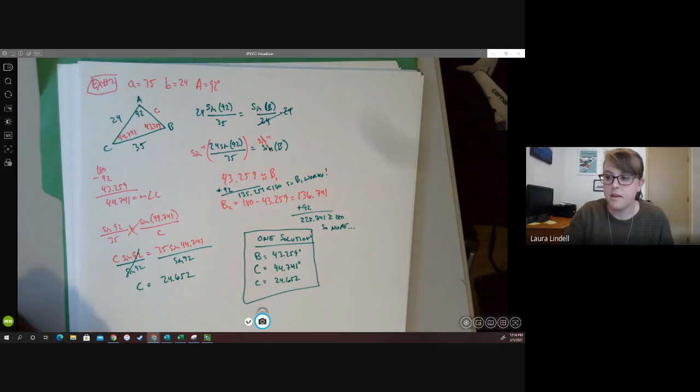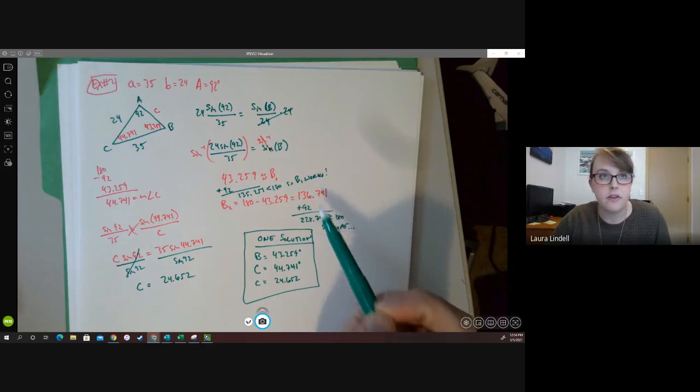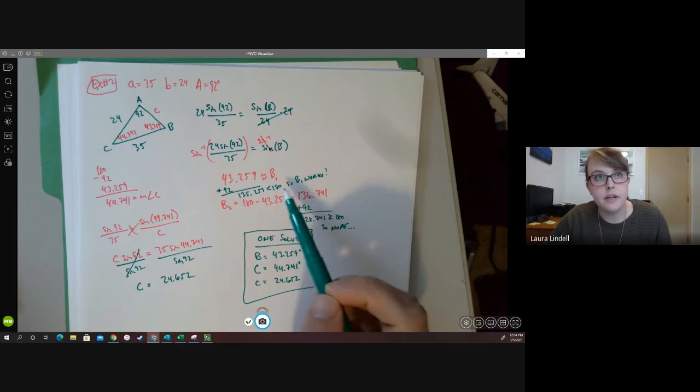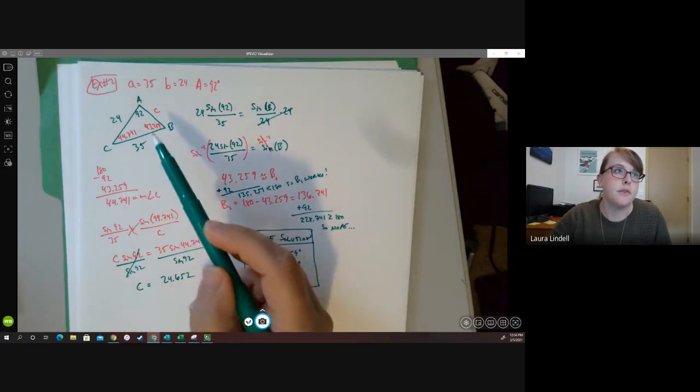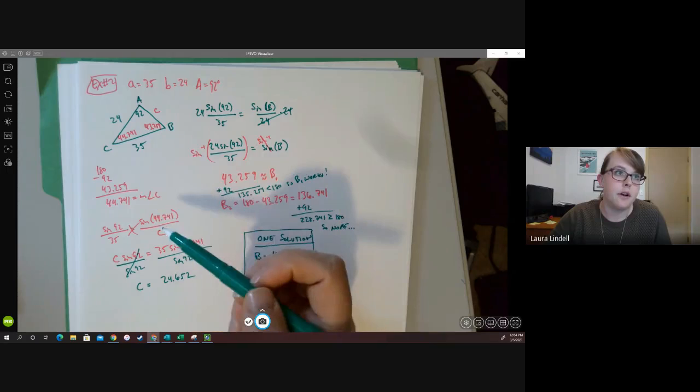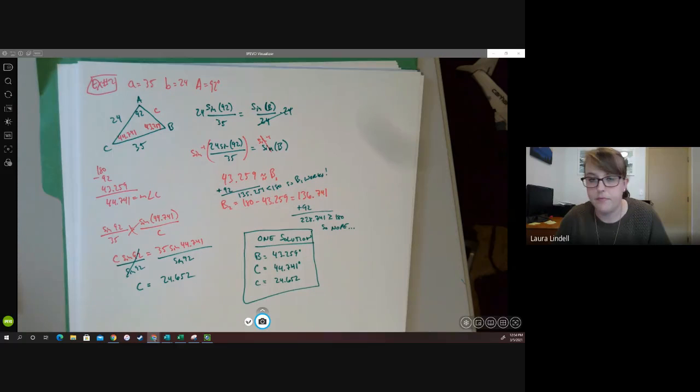Okay. So again, the same process as last time, except last time we stopped here because neither of these worked. Once you find one that does work, then you proceed and find your other missing angle and your other missing side. Any questions with that one? Any numbers we're not sure where they came from, or steps we want to go back to?